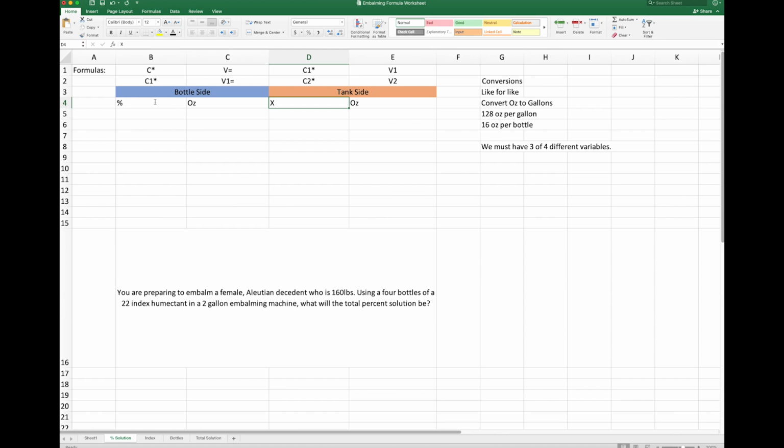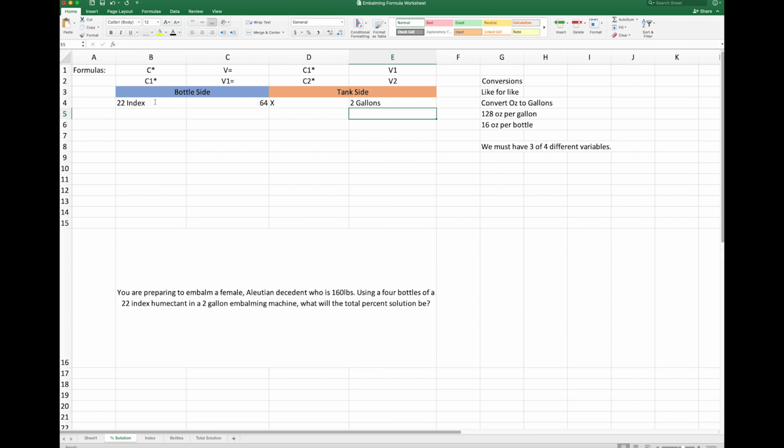Do we have them? Using 4 bottles, okay, so we have 4 bottles. We're going to let Excel do the heavy lifting here. Using 4 bottles of an arterial humectant, which is 16 ounces per bottle times 4, 64. 22 index, so this is going to be 22 index in a 2-gallon embalming machine.